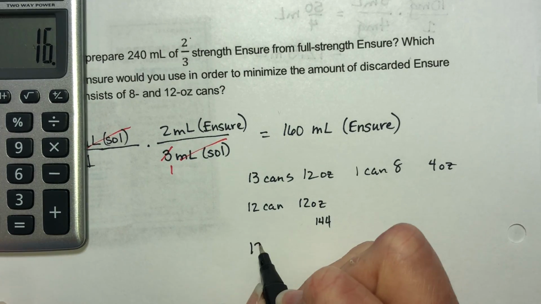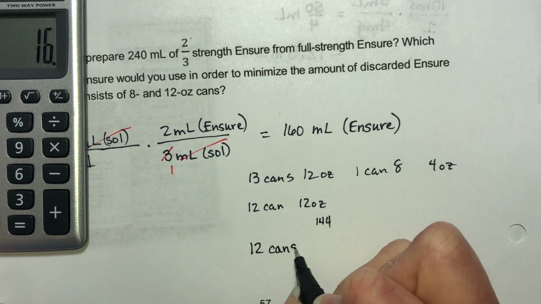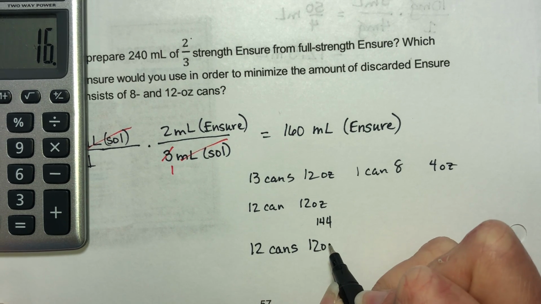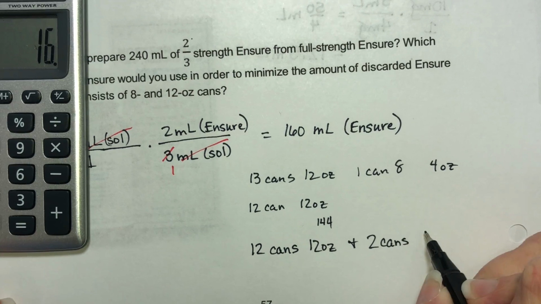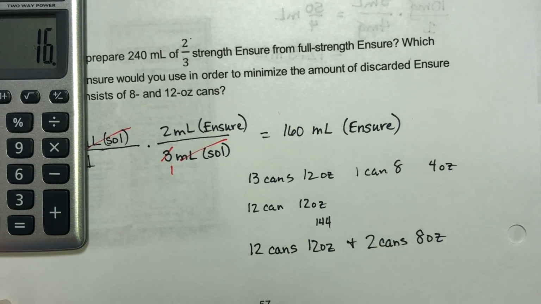So I'm going to use 12 cans of the 12-ounce and 2 cans of the 8-ounce, and that should get me there exactly.